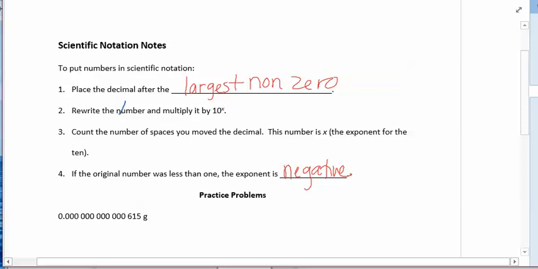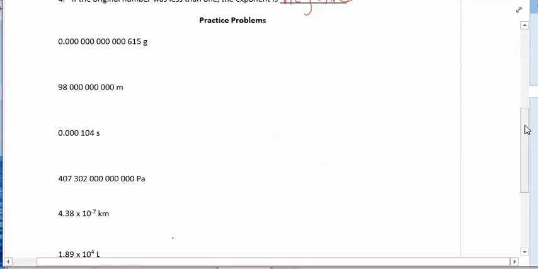So let's take a look at a few practice problems. In this first number, our number is less than 1. Our first non-zero number is the 6, so we'll put a 6 with a decimal point. With that decimal point, we'll have the 5 times 10 to however many spaces it was moved. So we can count, we moved it 1, 2, 3, 4, 5, 6, 7, 8, 9, 10, 11, 12, 13. So it's going to be to the negative 13th power because the number is less than 1. Grams is your unit here. The abbreviation for grams is g.